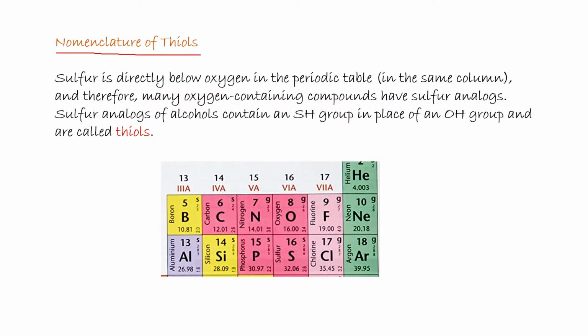Nomenclature of thiols. Sulfur is directly below oxygen in the periodic table. Oxygen, down there is sulfur, and therefore many oxygen-containing compounds have sulfur analogues. Sulfur analogues of alcohols with an SH instead of OH group are called thiols.